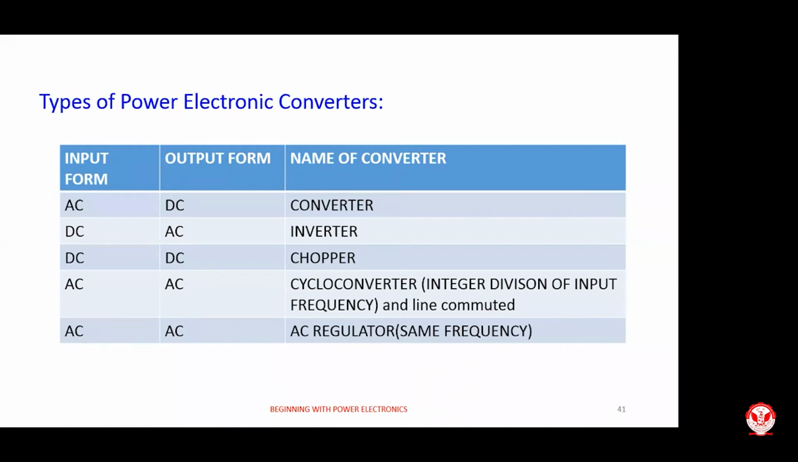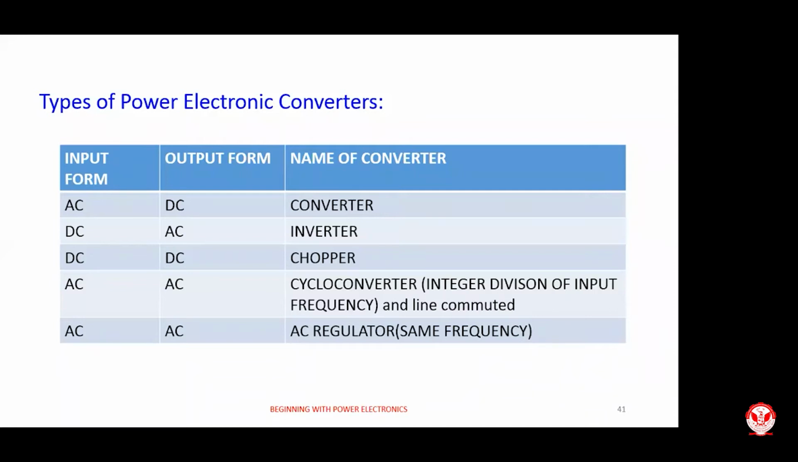If input is AC, output is DC, we call it simply a converter. If input is DC, output is AC, which is the inverse of the previous one, that's why it's called an inverter. If input is DC, output is also DC, we call this a chopper. If input is AC and output is AC, but with a typical combination, like this is a line commutated converter and the output frequency is a sub-integer division of the input frequency, such converters are called cycloconverters.